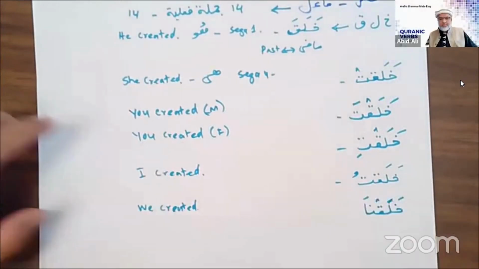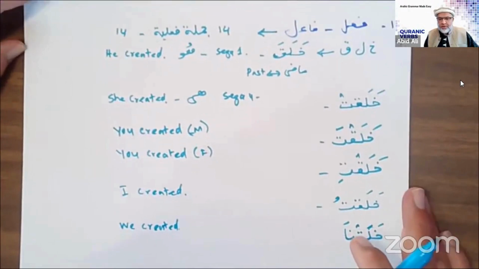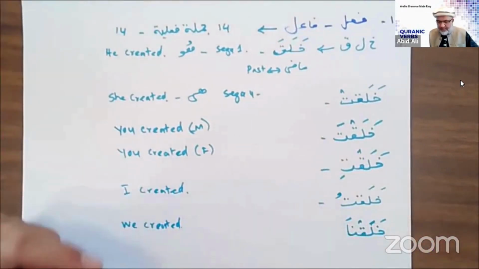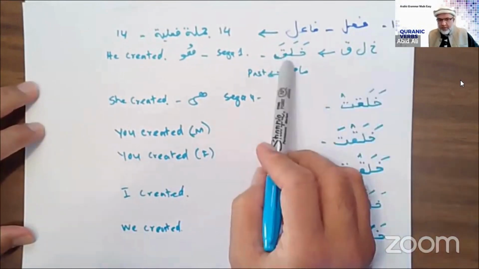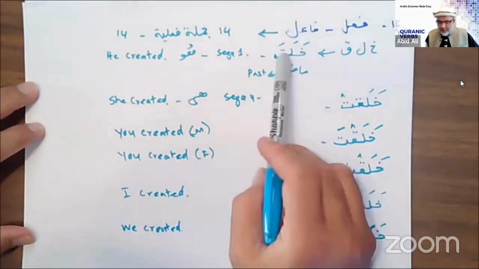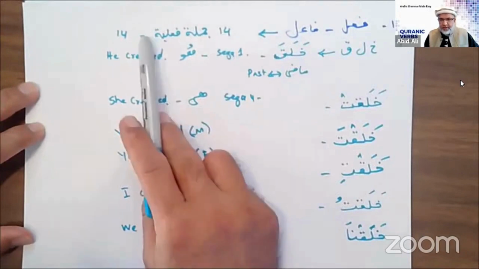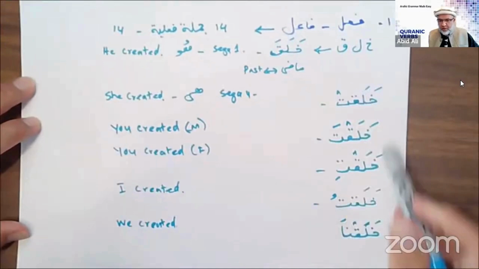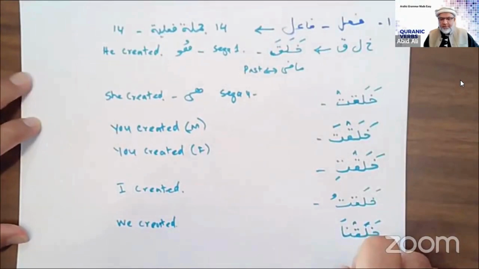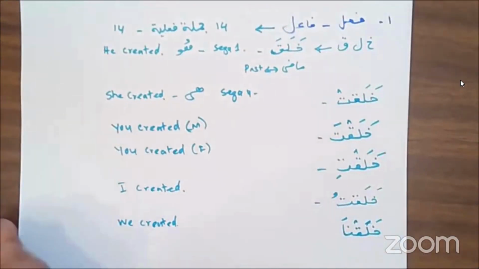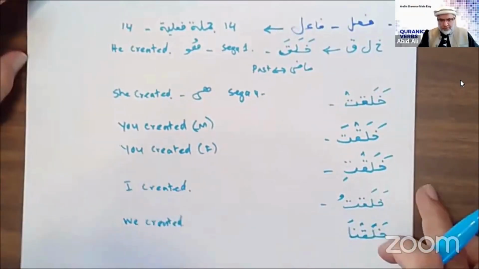So our job all this time is that we need to have the three root letters, and we know the bab or the pattern is khalaqa. Based on khalaqa, I can make 14 different Jumlatul Fi'liyya, and I have given you some of them, not all of them. How many have I given you? 1, 2, 3, 4, 5. How many total do we have? 14. Okay. Question? Anybody has a question?